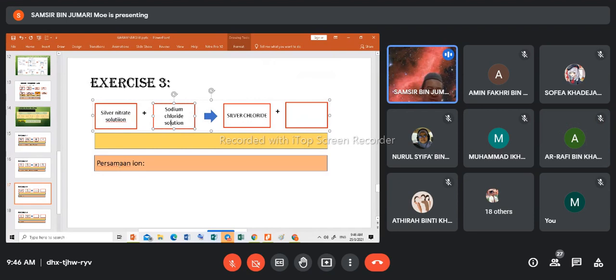Alright, very good. So the ionic equation from the reaction is between what? Silver and chloride. Silver ion and chloride ion. Yes, silver ion and chloride ion. Okay, silver ion and chloride ion.